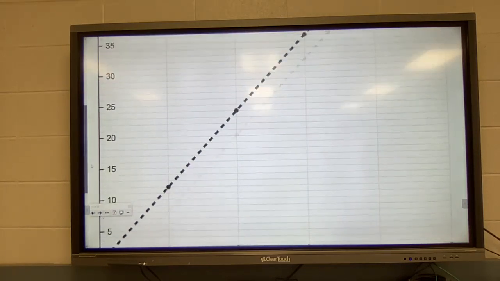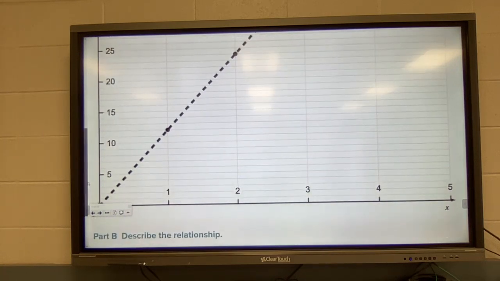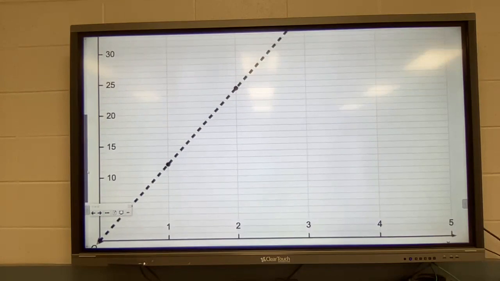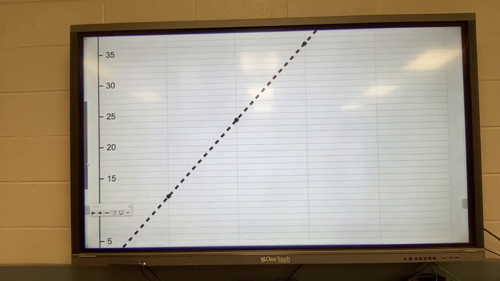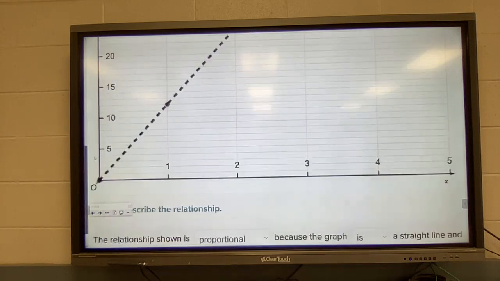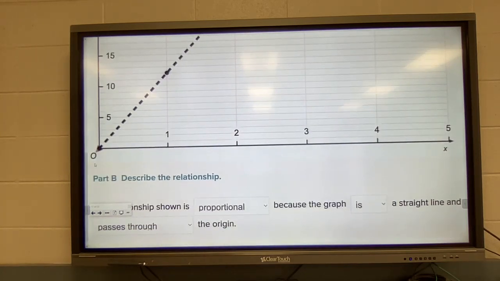And so look, it starts at 0. And then here is the first one. Okay. And so x over here, and then for 2 I have 24. I can see this one here. Okay. And for 3, as you can see on the graph, I have 36. All right. So yeah, definitely a straight line, and it is proportional. Okay. Because the graph is a straight line and is passing through the origin.